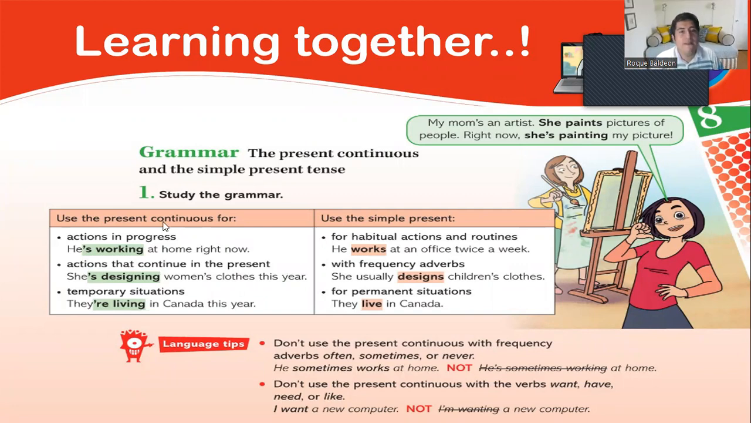Very good. Yes. Also, students, this is the present continuous and the simple present tense. Actions in Paris. He's working at home right now. It's an action that continues in the present. She's designing women's clothes this year. A temporary situation. They're living in Canada this year. For habitual action and routines.